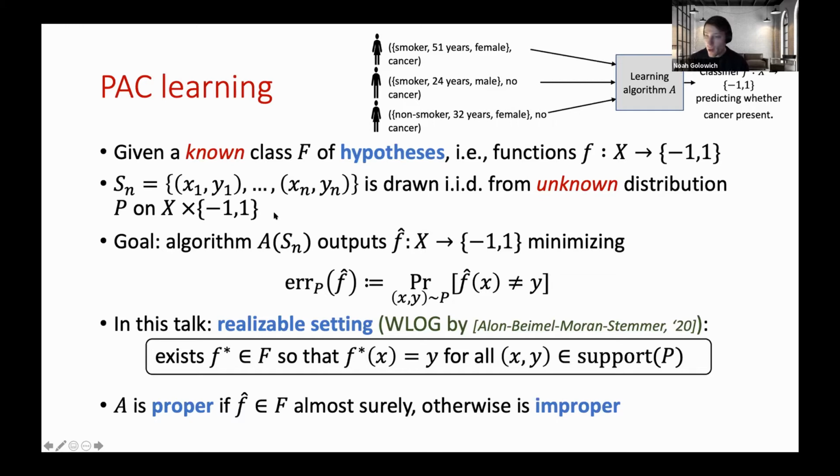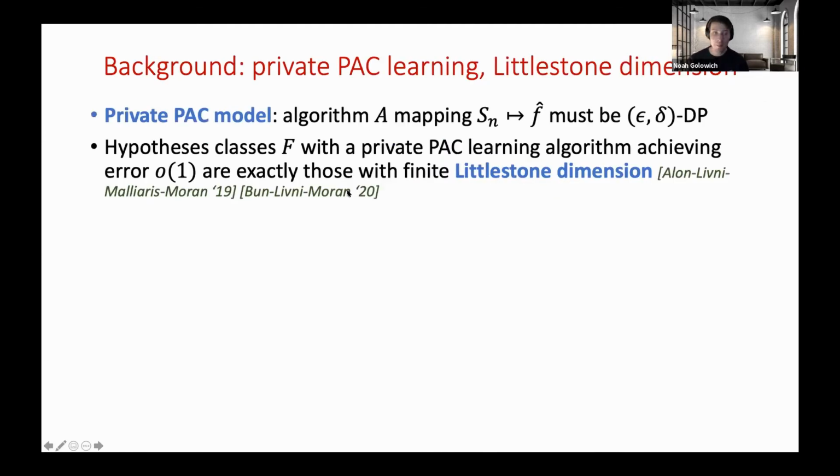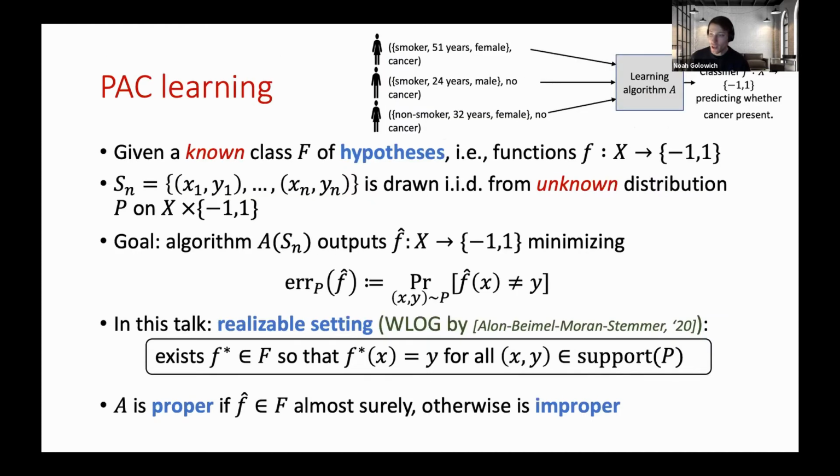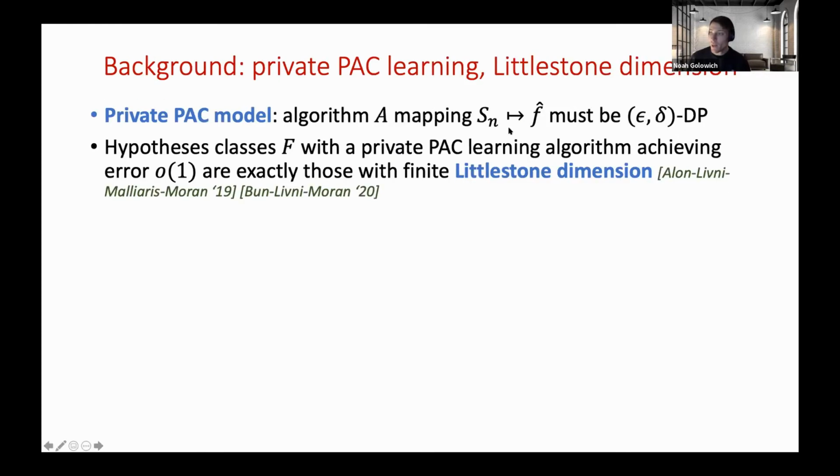Okay, so this is our model. Basically, we're aiming to minimize population error. And the private PAC model is basically the combination of the private and the PAC models. So in particular, we want an algorithm A, which solves the PAC problem that I mentioned on the previous slide. We want this algorithm A to be epsilon-delta differentially private as a function of its data set Sn.